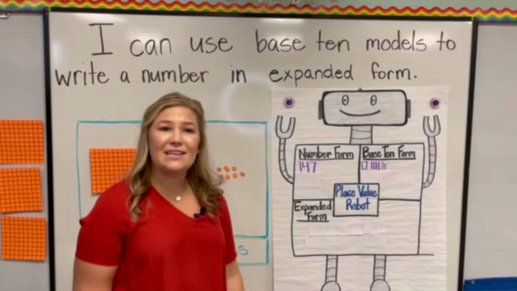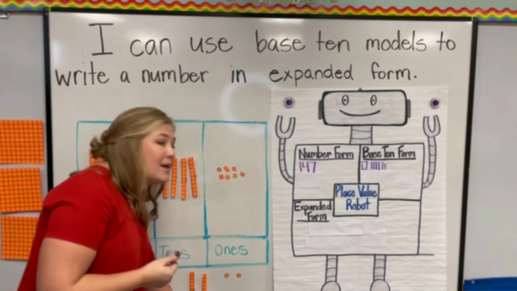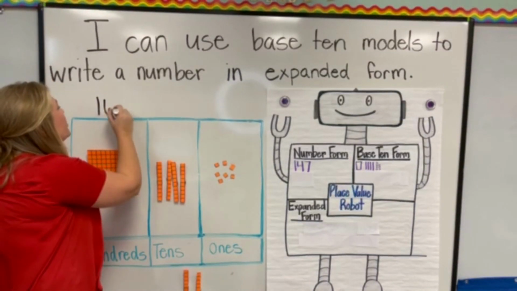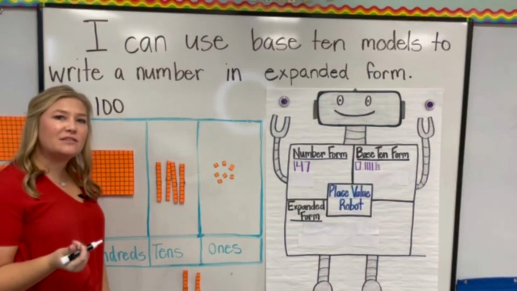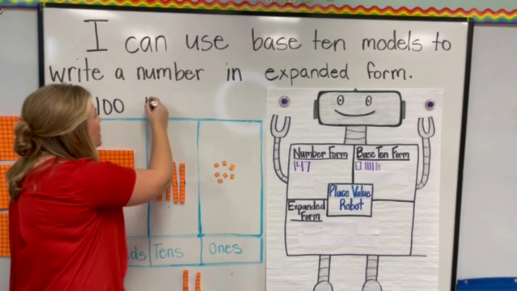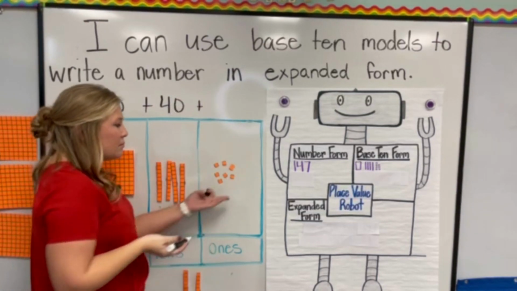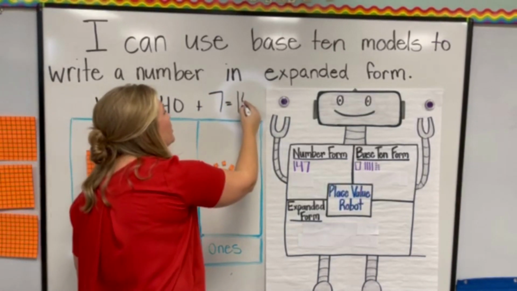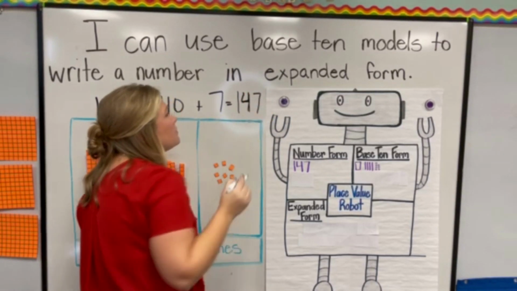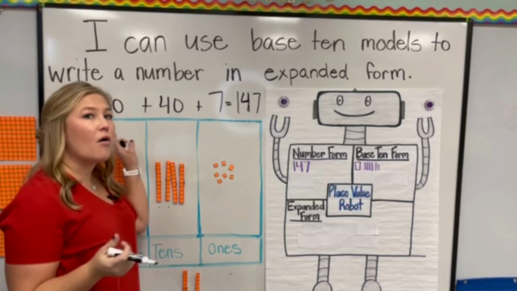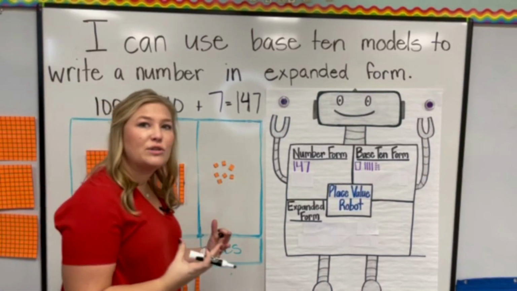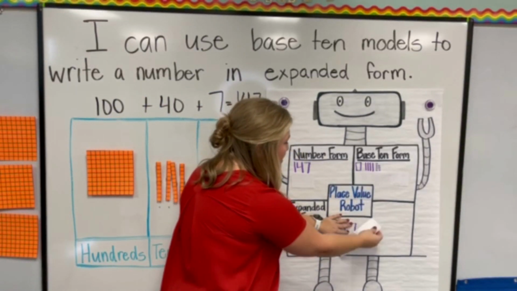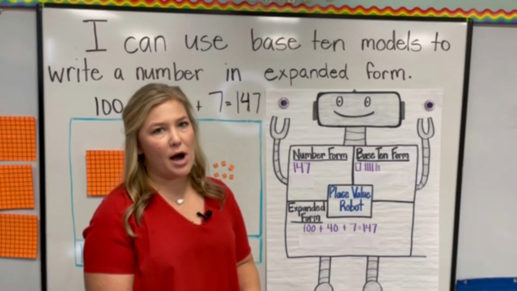Now the last spot is expanded form. So let's write 147 in expanded form. I have 100 in my hundreds place, so I can write 100 plus my 4 tens. 4 tens we know is 10, 20, 30, 40, plus my 7 ones. When I add my expanded form all together, I get my number in number form. So 147. This way I can see all the values of the different numbers in this 3-digit number. Now I have expanded form of 147 on my place value robot.